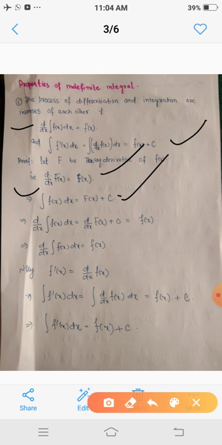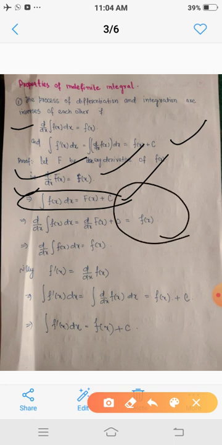Now differentiate this very equation, that is d by dx of integral f(x) dx equals d by dx of F(x) plus d by dx of c. C is a constant, its derivative is 0, that is why I write here 0. And by defining this F, we have d by dx of capital F(x) equals small f(x), so simply it is f(x).